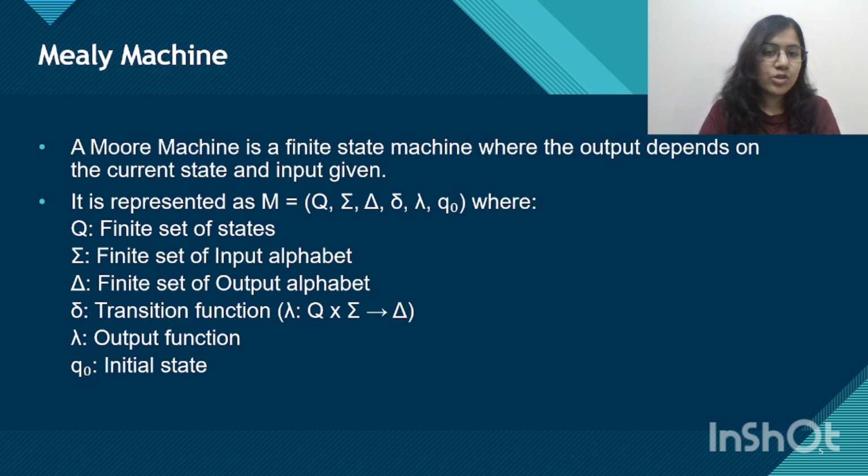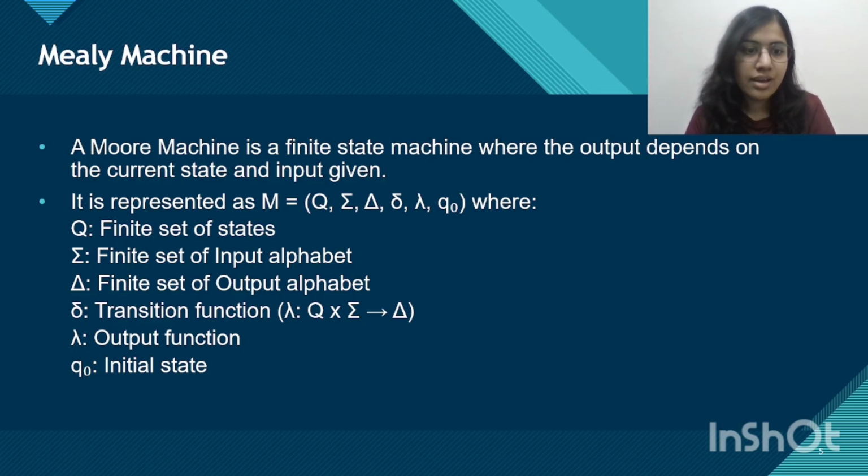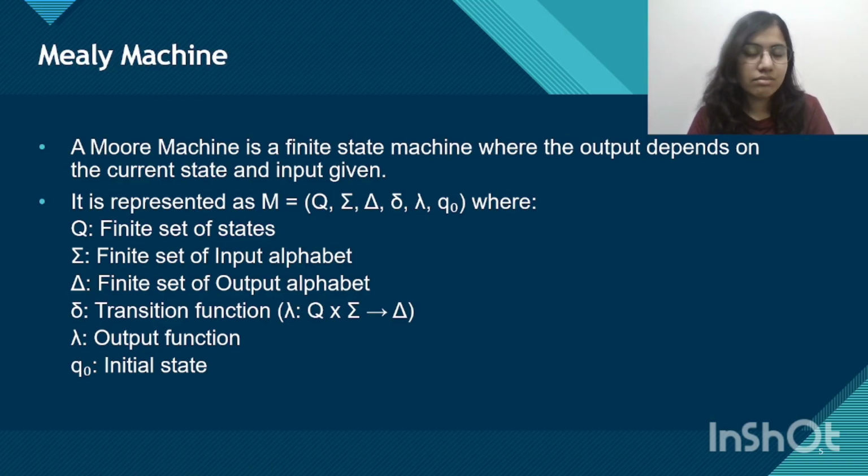In Mealy machine, we have the opposite. Our output depends upon the current state as well as the input given. Here also we have a set of tuples: Q, that is the finite set of states, again Q0, Q1, Q2 up to Qn, and sigma, the finite set of input alphabets as well. Delta is the finite set of output alphabets, 0 or 1, A, B, C, D.